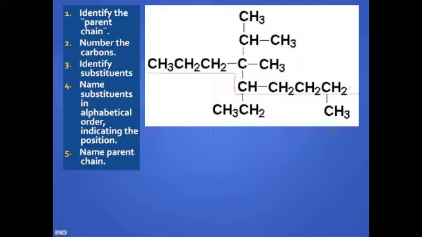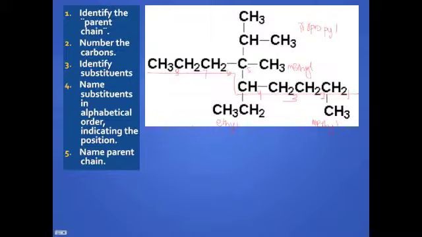So we first need to identify the parent chain, which is the longest chain of carbon atoms. Then we will number our parent chain starting from the side which is closest to a substituent. This time we have it from right to left. Then the third step says we need to identify the substituents. Our first substituent is methyl because it has 1 carbon. The second one is ethyl because it has 2 carbons. The third one is methyl because it has 1 carbon. And the fourth one, it's not propyl, even though it has 3 carbons.